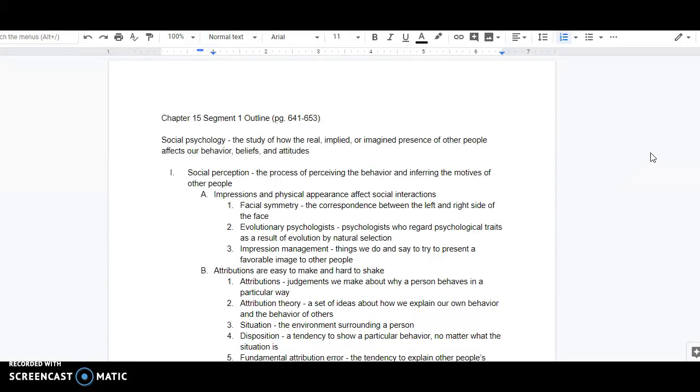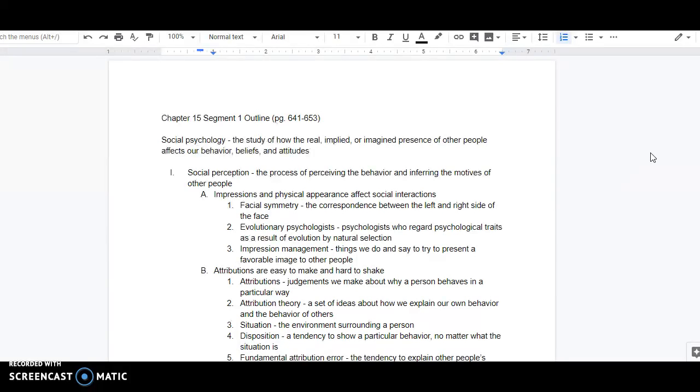One of the main first things that we talk about that affects social interactions is impressions and physical appearance. Looking at people, we make inferences about them almost immediately based on their physical characteristics. We judge physically attractive people to be healthier, more successful, or mostly more socially skilled than unattractive people. So what makes a person attractive? One factor is whether a person looks quote-unquote average.